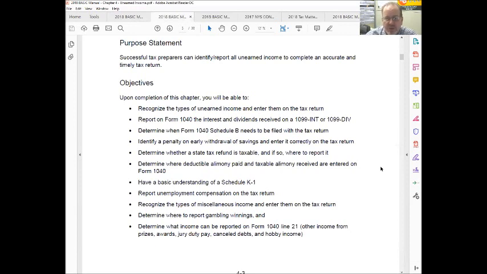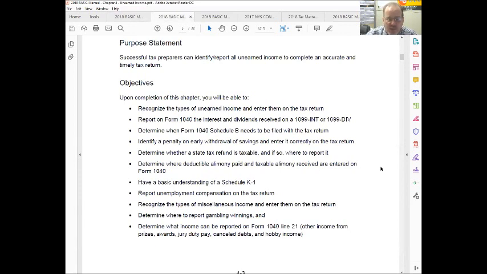We'll talk about those a little bit so that you can see those. On the break, I might try to scan them in and see if I can get them up here for us so that we can see that. We'll talk about a Schedule B. That's where our interest and dividends will be reported.